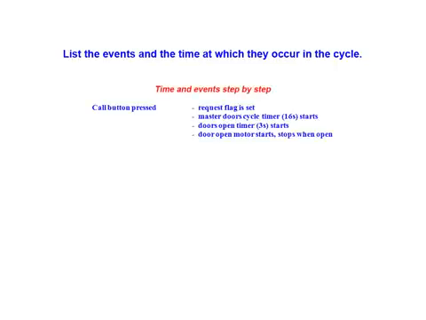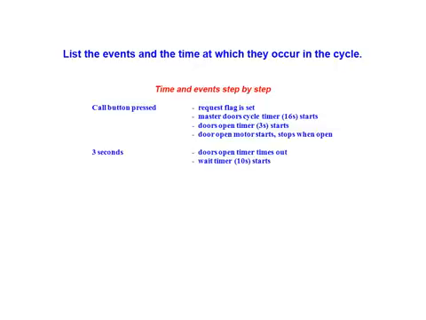We will now create a timeline by listing the events and the time at which they occur in the cycle. To begin the cycle, the call or request button is pressed. This should cause a request flag to be set. The master door cycle timer should start. The doors open timer should start, and the doors open motor should start and stop once the doors are opened.